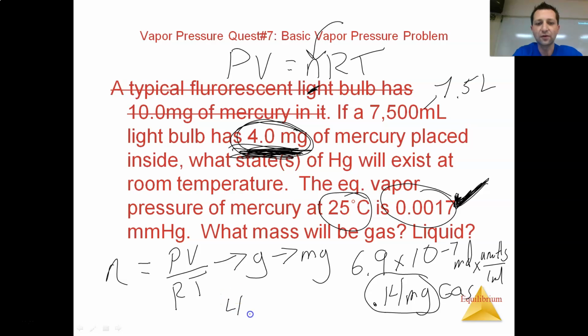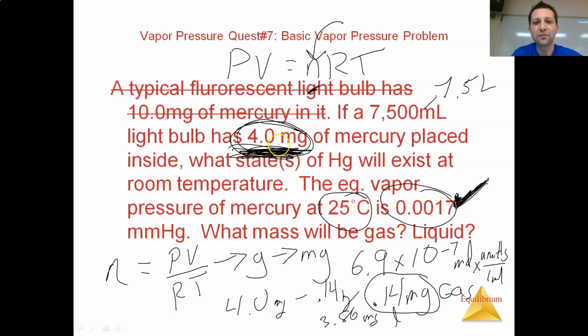So you have 4 milligrams minus 0.14 milligrams, and you end up with 3.86 milligrams of liquid mercury. Okay, so you have 3.86 milligrams of liquid mercury, 0.14 milligrams of mercury vapor or mercury gas. All right, that's how you work through it.